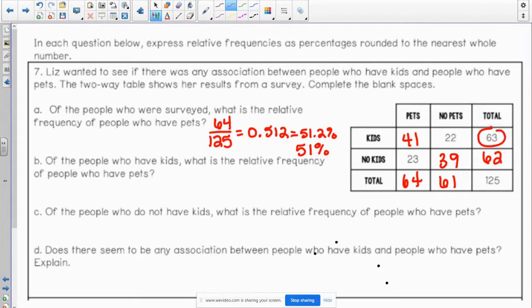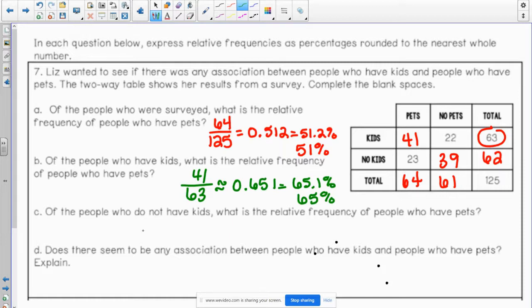So of the people who have kids, so we're going to look at the total here. So that always helps me know what I'm going to divide by. What is the relative frequency of people who have pets? So the people who have pets is 41. Of the people who have kids is 63. So 41 divided by 63, and we're going to have to round here. So it'd be 0.65, and that actually turns to a 1. So if I look at that, move the decimal over twice, would be 65.1. That 1 as the 10th here doesn't matter, so it'd be 65%.